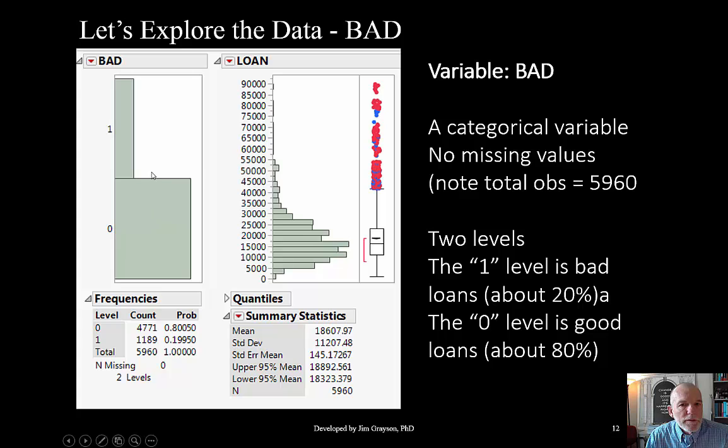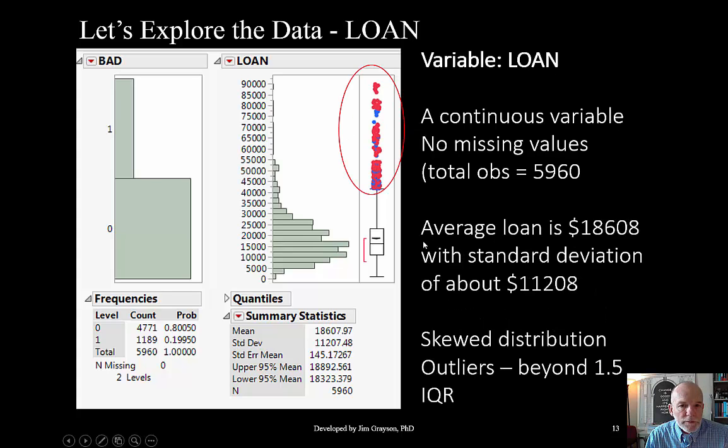So for BAD, we talked about the fact that there are no missing values. We have two levels. And then for the loan, observing the characteristics there.